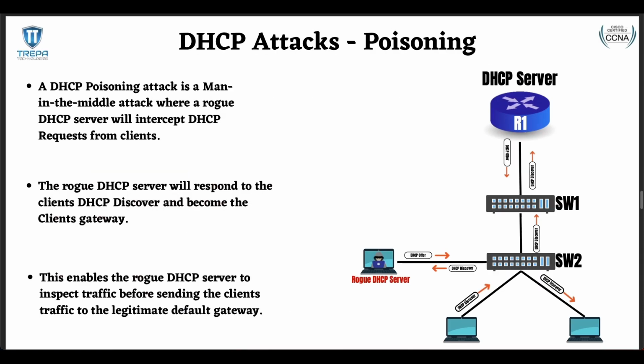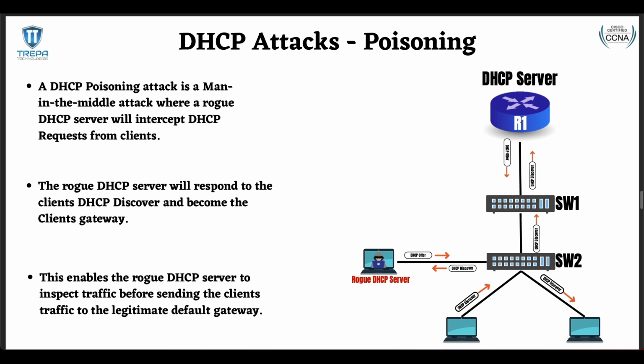Another type of DHCP attack is going to be the poisoning attack. A DHCP poisoning attack is a man-in-the-middle attack where a rogue DHCP server will intercept DHCP requests from clients. That rogue server will then respond to the client's DHCP discover and become that client's default gateway. What this enables is the rogue DHCP server to get all traffic sent to it, do some inspection on it, and then forward it out to the legitimate default gateway so that user can reach the external resources they are trying to access, like the internet, like maybe Google.